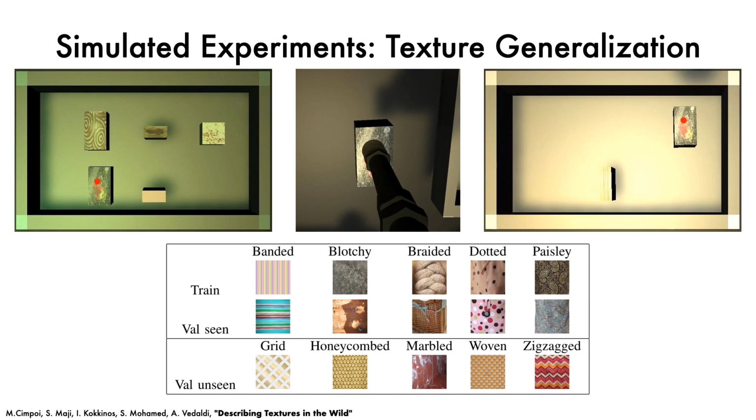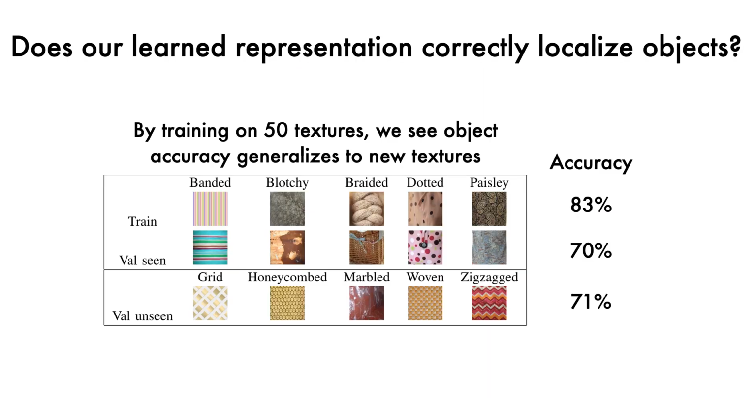We perform experiments in simulation by using a variety of textures from the Describable Textures dataset. The training and validation seen textures are from the same classes, while the validation unseen are from held out texture classes. We test out how well our embedding model generalizes to novel textures. We evaluate our model on the task of localizing objects in the bin from a wrist image containing that object. We find that our model generalizes quite well to novel textures, going from 83% on the trained textures to 70% on the held out textures. There's no difference between the validation seen and the validation unseen.